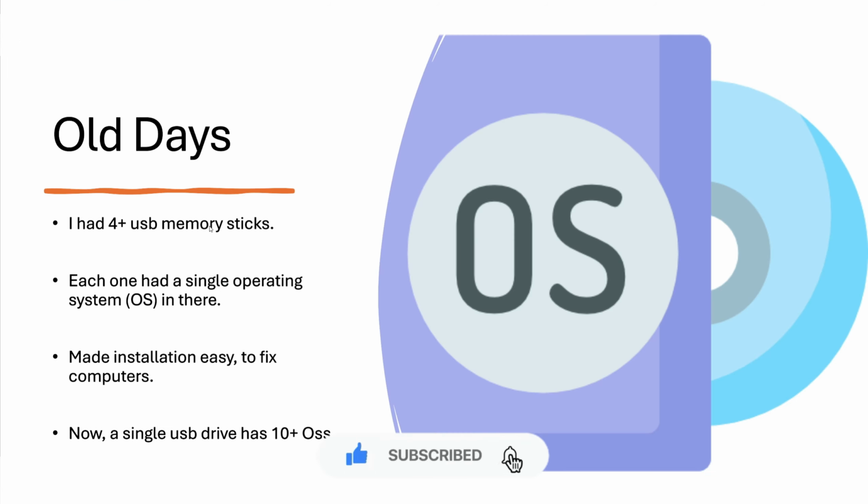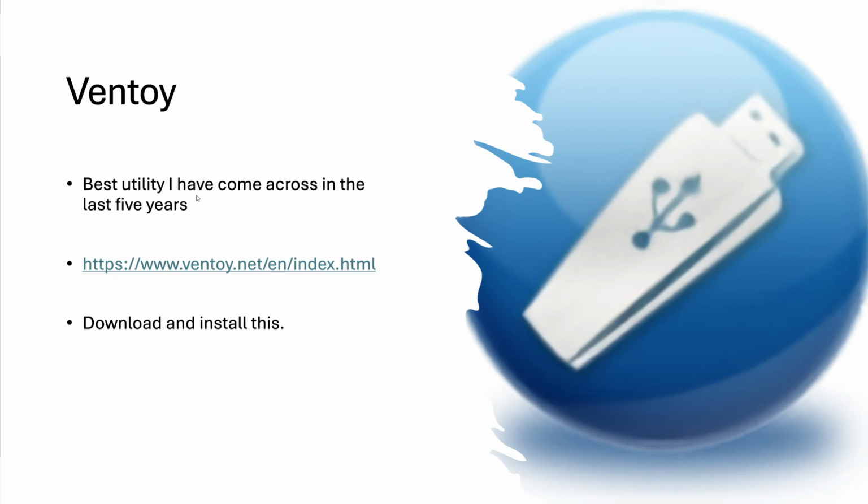In the old days I had 4 or more USB sticks, and each one had a single operating system on it. This was the way I used to install Windows or Linux or whatever operating system I was installing for someone. I didn't bring CDs around, I just brought the USB sticks, but now a single USB can hold as many operating systems as you want, and that's made possible by a utility named Ventoy. This is by far the best utility I've come across in the last 5 years.